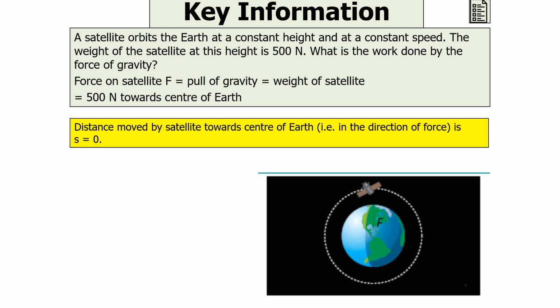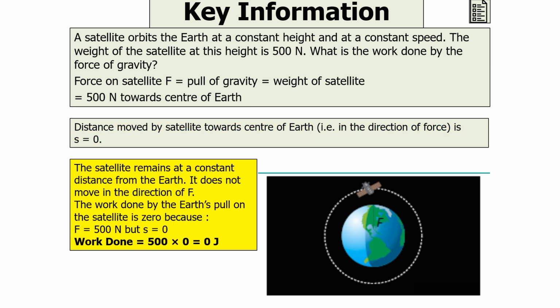However, the distance moved by the satellite towards the centre of the Earth, in the direction of the force, is actually 0. So the satellite remains at a constant distance from the Earth. It doesn't move in the direction of F, so therefore the work done by the Earth's pull on the satellite is 0, because F is equal to 500, but work done is Fs cos theta, so it's 500 times 0, which is 0 joules.